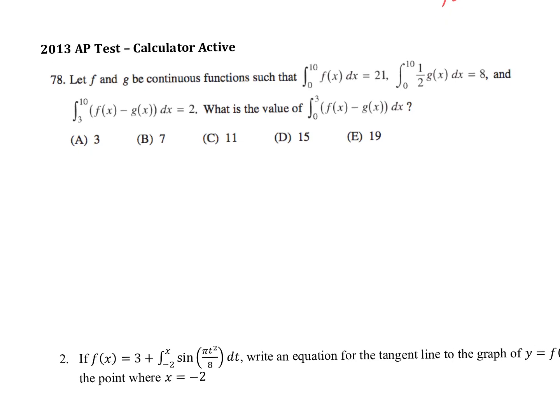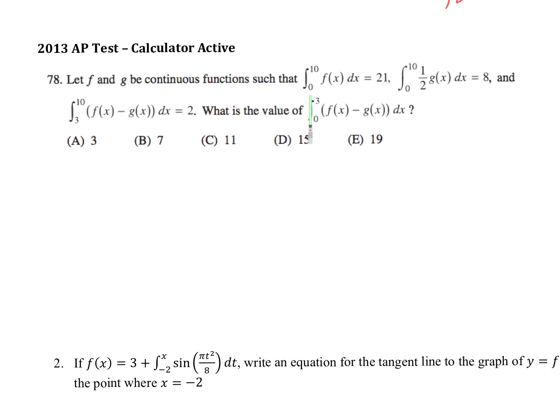This one's a little rude. F and G are continuous. All right, we got 0 to 10 of F. 0 to 10 of half G is 8. They're giving you these. Okay. Then they're saying 3 to 10 of F minus G is 2. What's 0 to 3? Can we just multiply 2 of that? Yes. Right here.